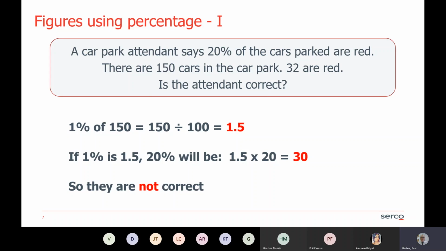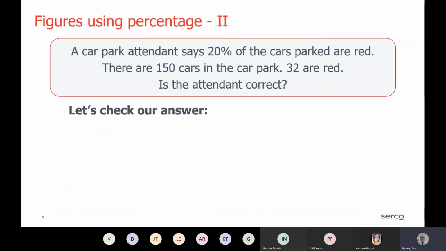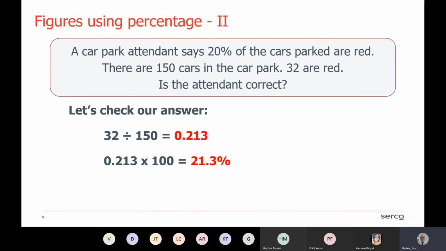We can actually check this answer, and I'll mention why this is useful as well. There's another way that we can do this. We just worked out what is 20% of 150, and then we compared that with 32. But the other thing we could do is work out what 32 out of 150 is as a percentage. If we think back to the method we used before, we do 32 divided by 150. We then simply multiply that by 100, which gives us an answer of 21.3. So 21.3% of cars in the car park are red. The attendant says it's 20%. So again, they are still not correct. That's a way of checking our answer.